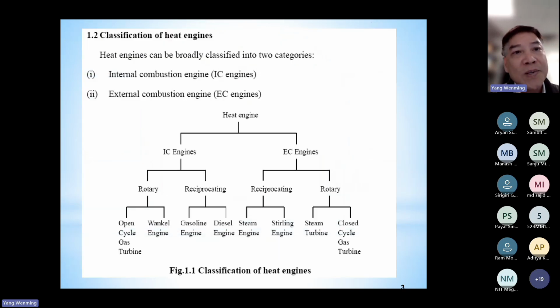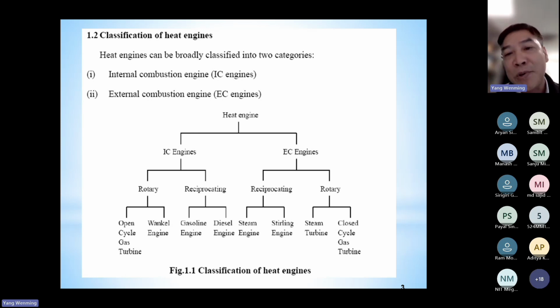Now I'm going to introduce the basic classification of heat engines. In this part, we're going to show you the 8 major heat engines. At first, heat engines can be divided into internal combustion engines and external combustion engines. Internal combustion engines we are very familiar with. For example, gas engines, diesel engines, and also the jet engines also belong to internal combustion engines.